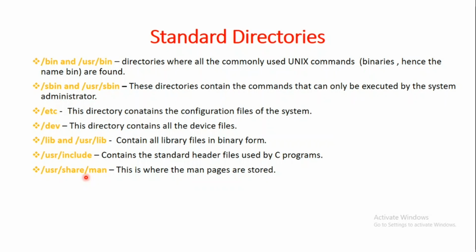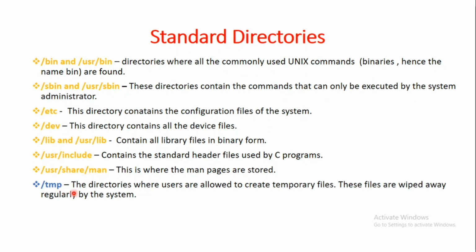And users also work with their own files, right? So they write programs, they send and receive mail, and also create temporary files. So these files are available in the next group of directories, which is shown below. The first one being tmp, okay. The tmp contains the directories where users are allowed to create temporary files, and these files are wiped away regularly by the system, okay. So regularly the content of tmp will be cleared by the system itself.